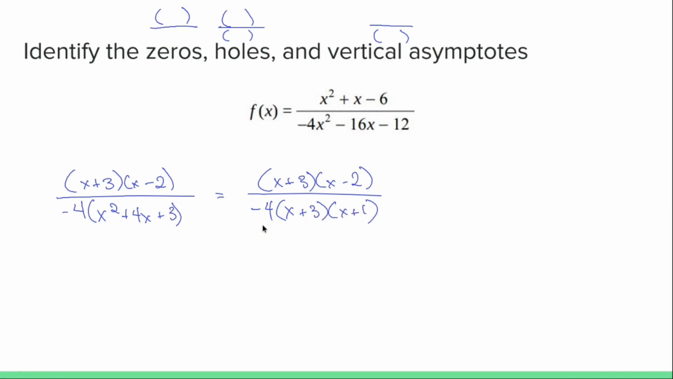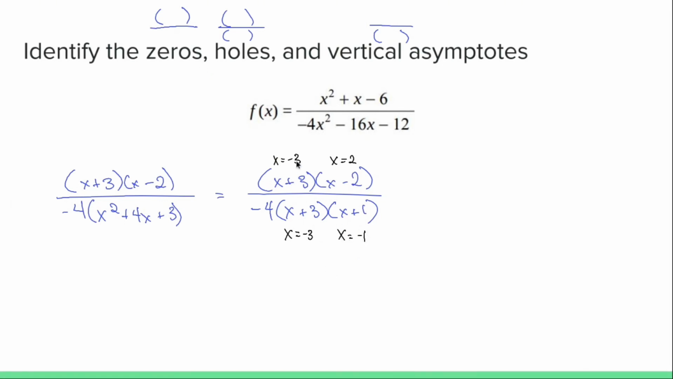Now I have four x factors, two in the numerator, two in the denominator. That negative 4 is not going to help me at all in answering this question because there's no x attached to it. But let's figure out the magic numbers, the numbers that make each factor equal to 0. If I have x plus 3, then negative 3 makes that factor equal to 0. If I have x minus 2, then positive 2 makes that factor equal to 0. If I have x plus 3 in the denominator, then x equals negative 3 makes that factor equal to 0. And if I have x plus 1, then x equals negative 1 makes that factor equal to 0.